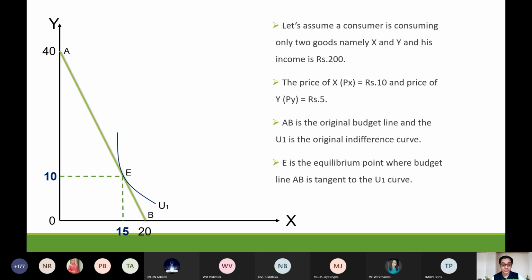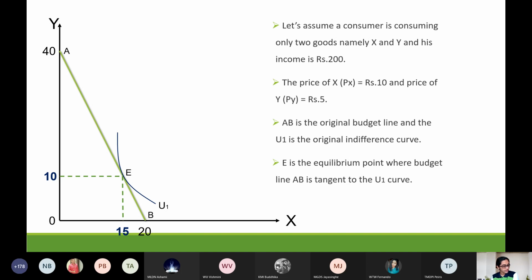Can anyone give me the definition of a budget line? Nobody knows the meaning of a budget line? Yes? It shows the possible combinations of two goods. Exactly, exactly. Very good. So that is the definition of a budget line.